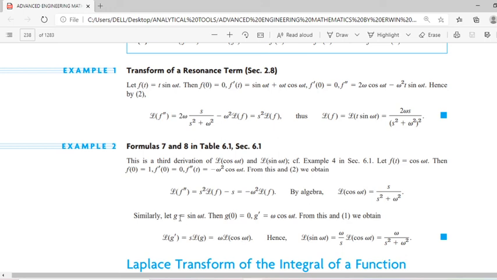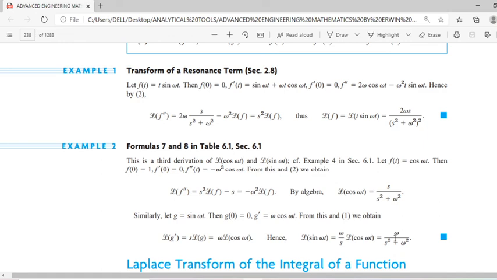Now directly we can see what is L of g dash? It is L of omega into cos omega t, that is omega into L of cos omega t. From this, we can substitute L of cos omega t from the previous result. So L of g, that means L of sin omega t, will be omega by s into L of cos omega t, that is equal to omega by s into s by s square plus omega square, that is omega by s square plus omega square.